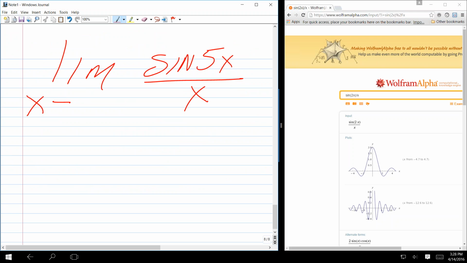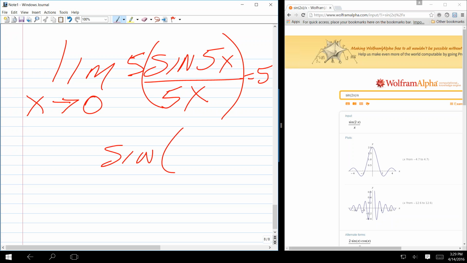So one kind of interesting problem is, what is this, as x goes to 0? It's not that clear how to do it. The secret is to multiply top and bottom by 5. Now, what does sine of 5x over 5x go to as x goes to 0? Is that just 1? And then 5 times 1, so that limit is 5.